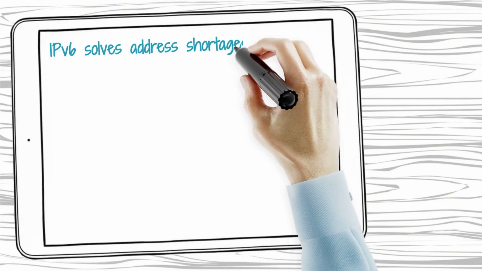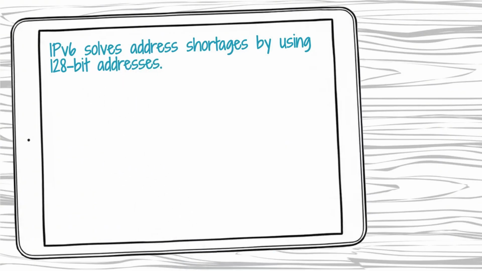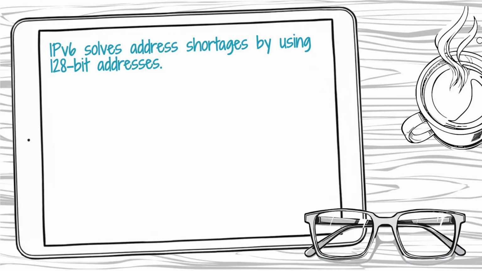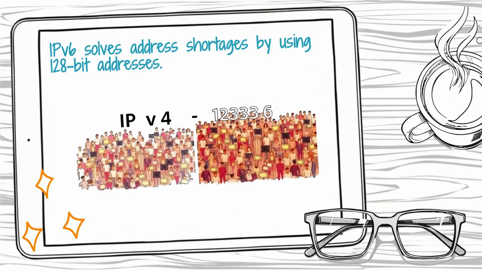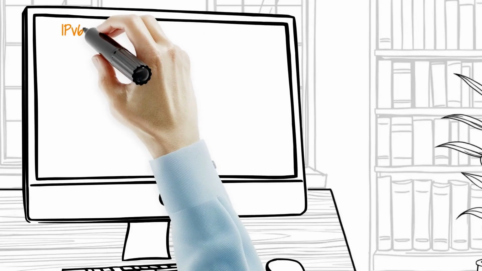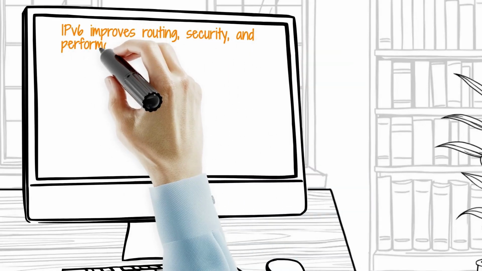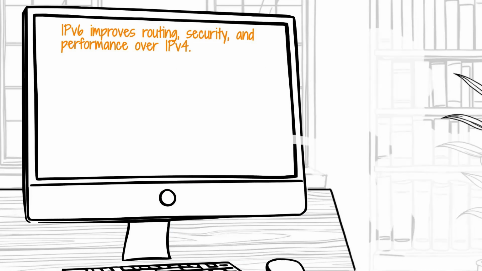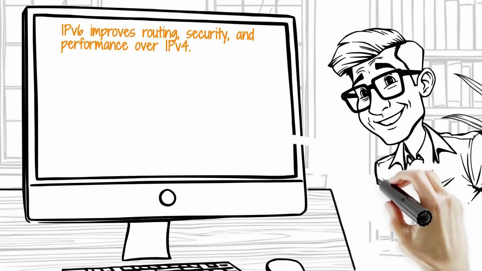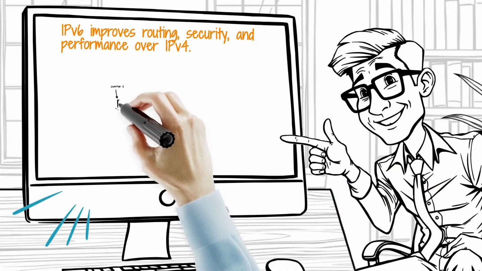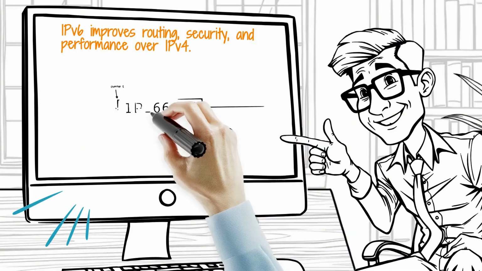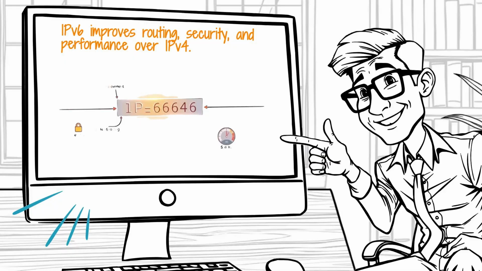IPv6. IPv6 was created to solve the address shortage of IPv4. Instead of using 32-bit addresses, it uses 128-bit addresses, providing an almost unlimited number of unique addresses. An IPv6 address looks much longer, such as 2001:DB8:8A2E:0370. Besides offering vastly more addresses, IPv6 also improves routing efficiency, security, and network performance.